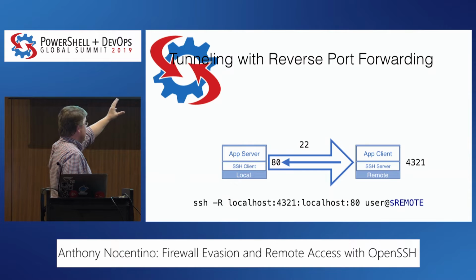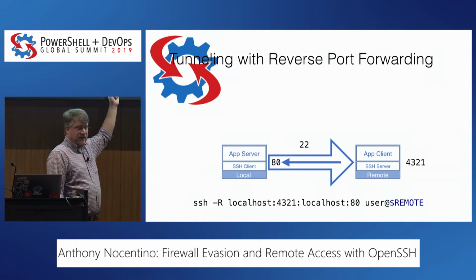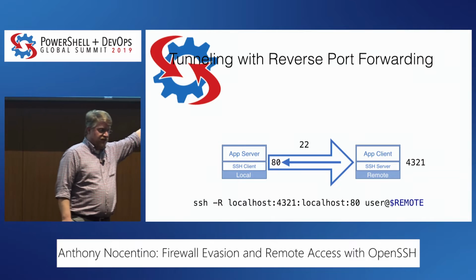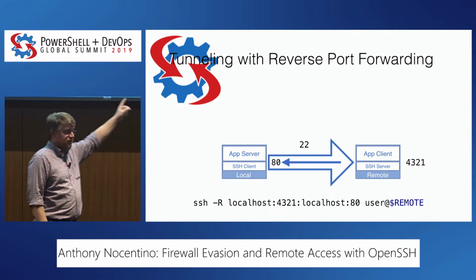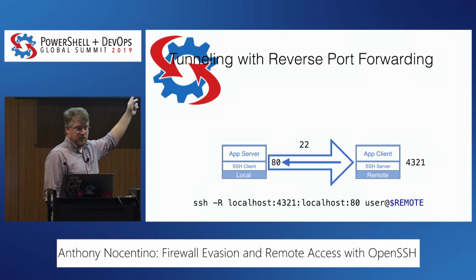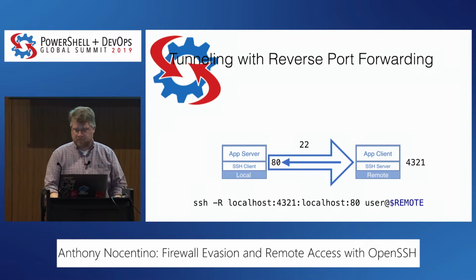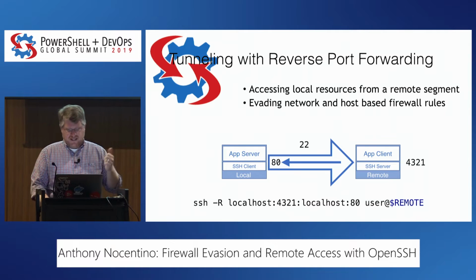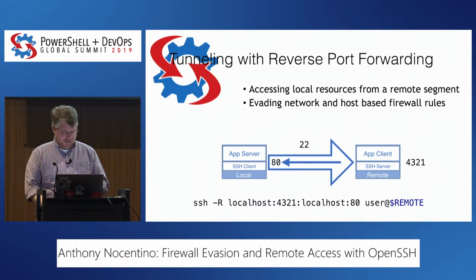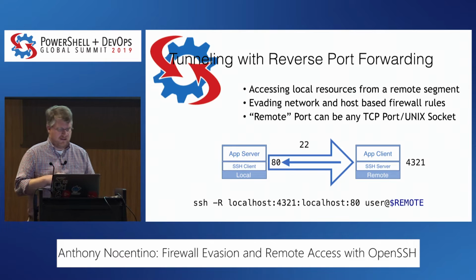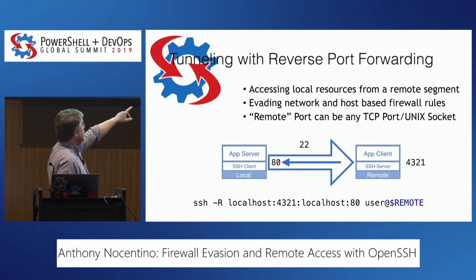And so this is crazy because I can not have a public IP. I cannot have anything open to the internet. And this machine in Azure, in some data center, wherever it is, can come back and access any port resource on this machine here over SSH, and nobody knows. Yeah, so accessing resources from remote segments, we can evade firewalls, and that remote port can be any TCP socket. In this case, remote's actually on this side.